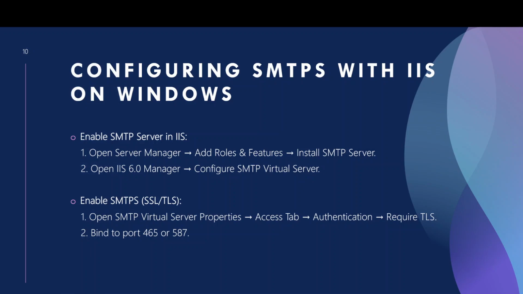Configuring SMTPS with IIS on Windows. I've got a quick little breakdown on how to enable the SMTP server in IIS, and a quick little flow chart kind of showing you how to open up Server Manager, add a role and feature, and then install the actual Simple Mail Transfer Protocol server. And the last part I've included here is binding to port 465 or 587, which is definitely important. This is going to help ensure that it works smoothly.